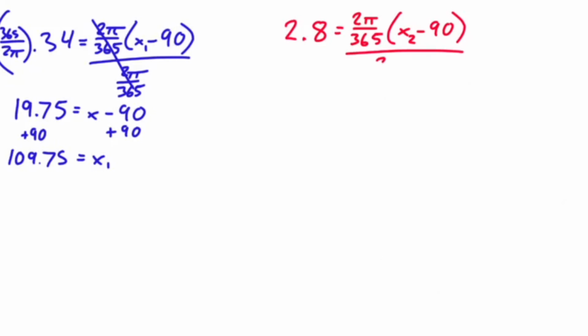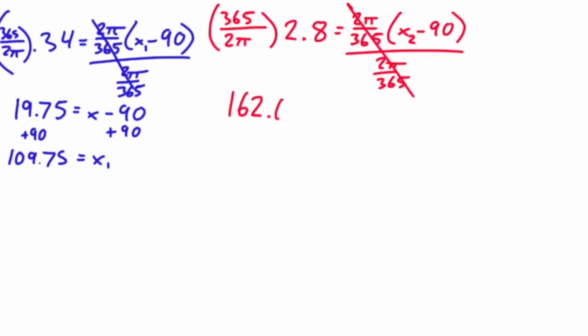So again, we divide both sides by 2 pi over 365, which again is the same thing as multiplying by the reciprocal, 365 over 2 pi. That cancels, and we get 162.66 roughly equals x2 minus 90. And then again, don't forget to add the 90 over.